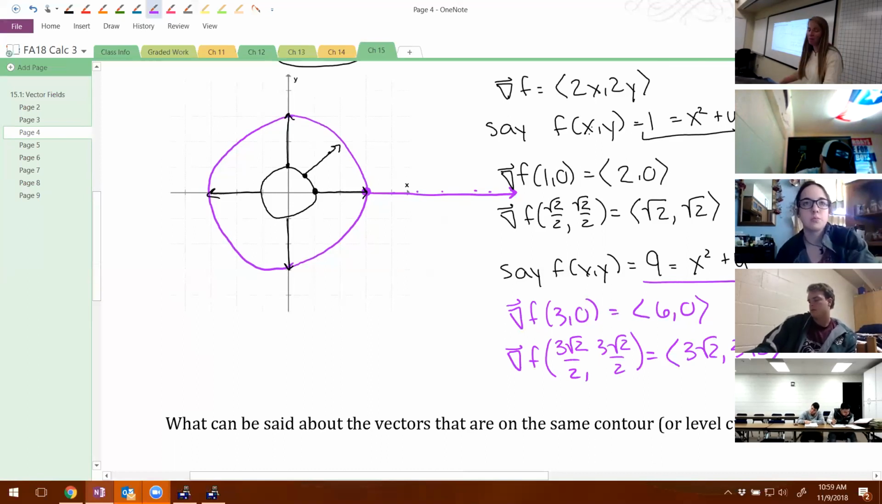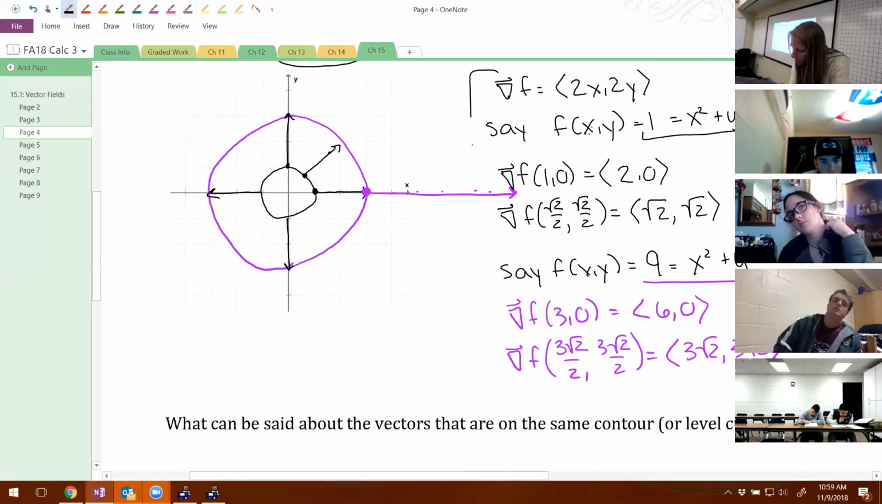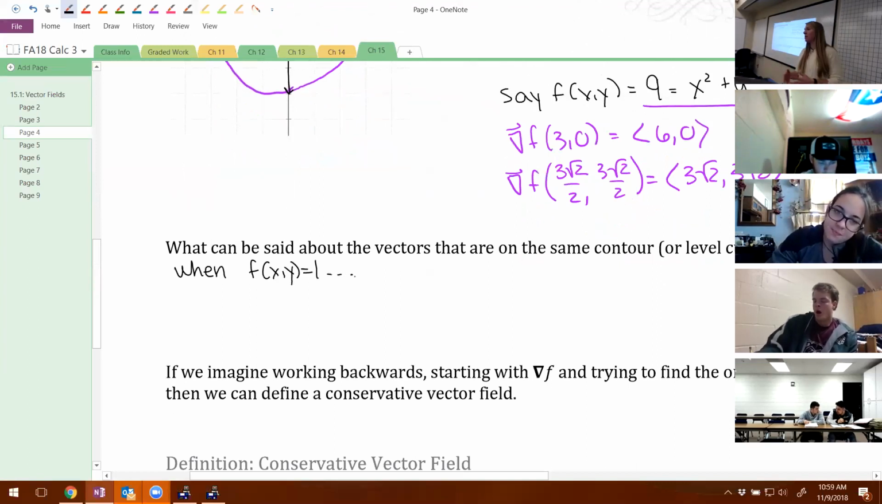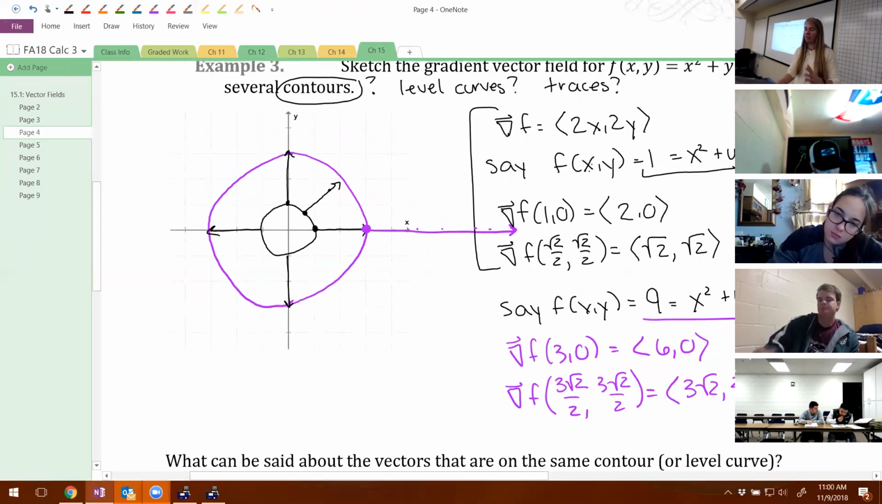So here's the neat thing that happens when we do this. If we consider all the vectors that are on one of these level curves, let's just look at the ones graphed in black for now. All of these are on the one level curve when z equals 1. Something nice happens with all of these vectors. It's not an obvious thing, but if you think about it a little bit, it may make sense. Do you notice anything about those black vectors?